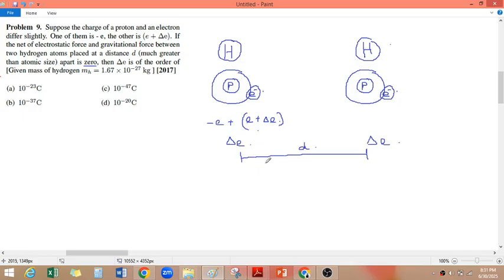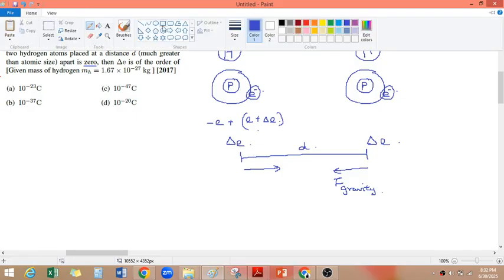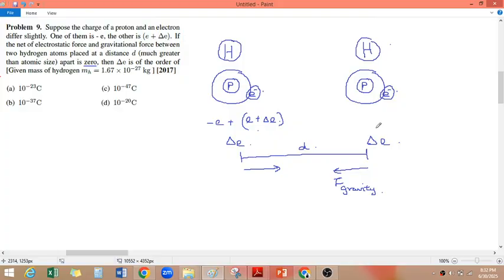So you can say that this is F gravity. Correct? Because F gravity is always attraction. Here we have delta E, so same charge. It's not plus and minus. Only if there is plus and minus will it be attraction. So now you have delta E and delta E, so that means it has to be repulsion. So I am going to show repulsion in the red color arrow.